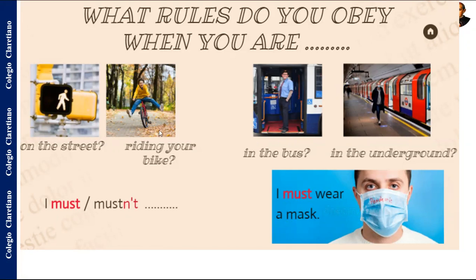Remember, when we talk about rules, we use must, mustn't. It's possible to use have to. And also, for example, in this pandemic situation, this becomes a rule. If you want to go to the supermarket or to the stores, you must wear a mask. In these times, this is a rule. Now, remember, we use must, mustn't for that.